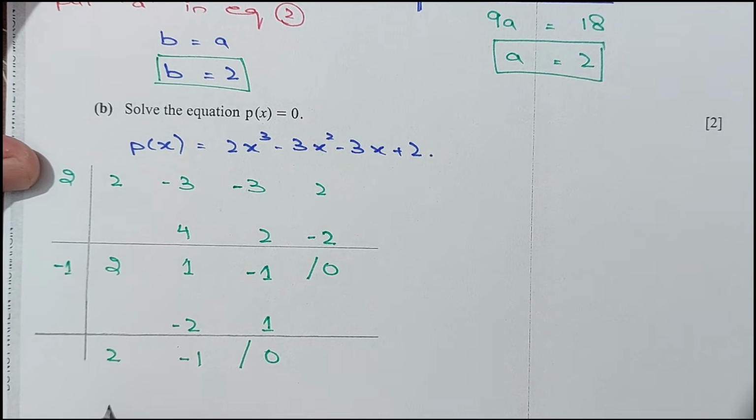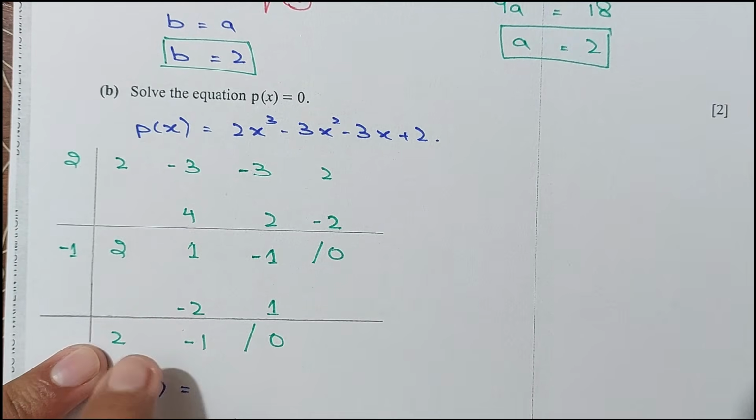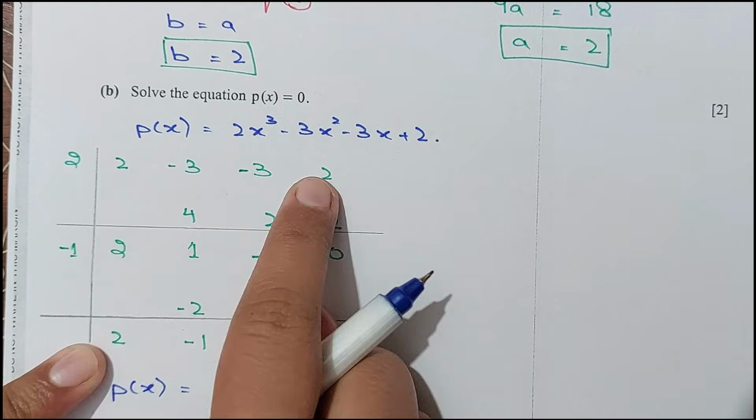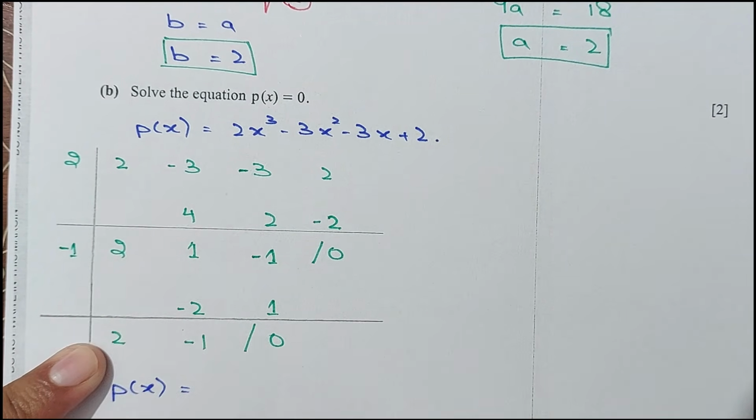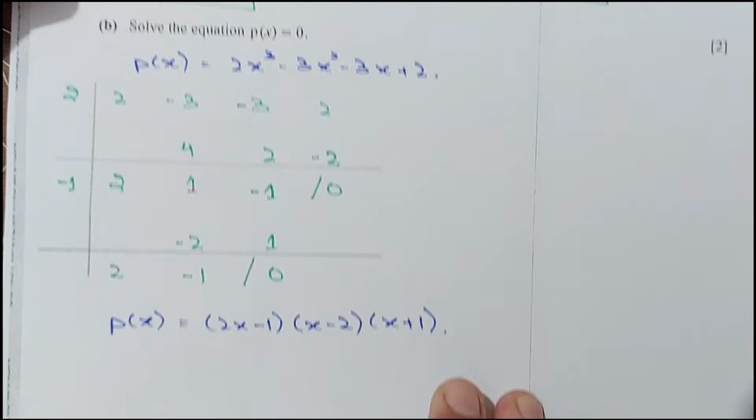Okay, so p of x is reduced into factors. This is the cubic one, this is a quadratic and this is now linear. So 2x minus 1. The other two factors are x minus 2 and x plus 1. This is in the factored form, right?